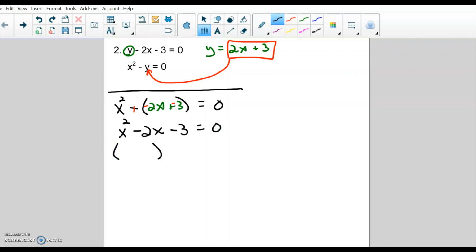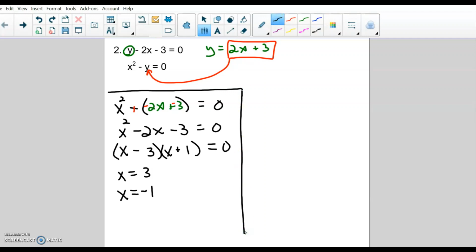So we'll do a quick factoring. Negative 3 and positive 1. So x equals 3, and x equals negative 1. So those are the x values for our system of equations.